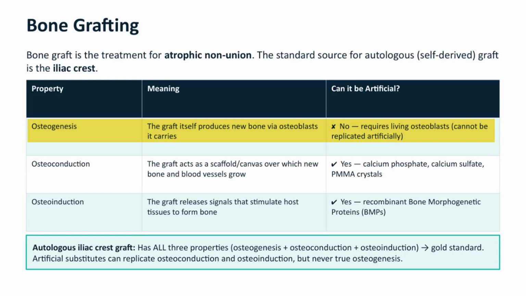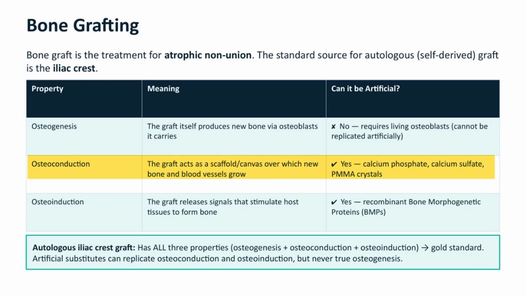Can this be replicated artificially? No, it requires living osteoblasts. The second property is osteoconduction. This means the graft acts as a scaffold or canvas over which new bone and blood vessels grow. Can this be replicated artificially? Yes, using materials like calcium phosphate, calcium sulfate, or PMMA crystals.